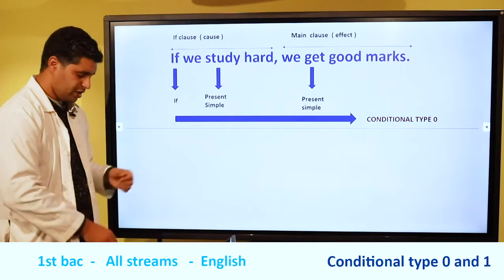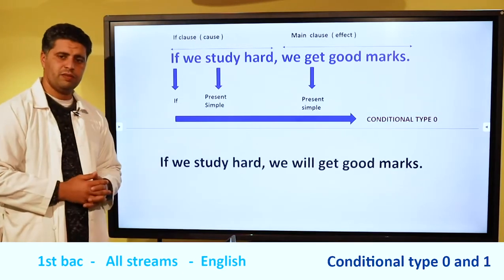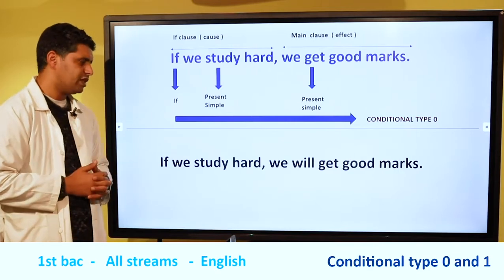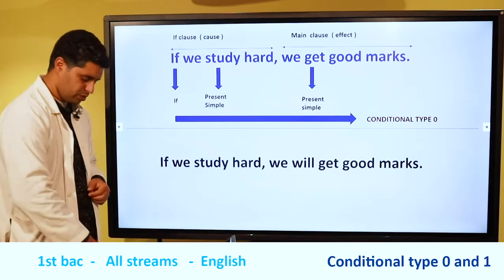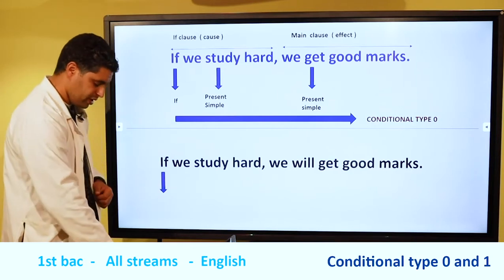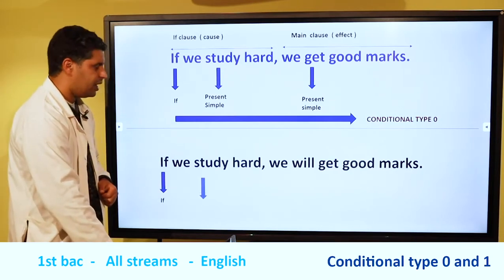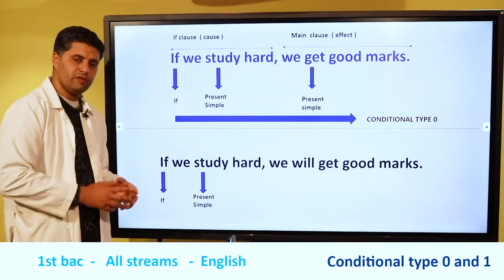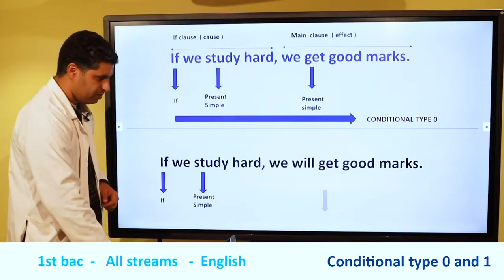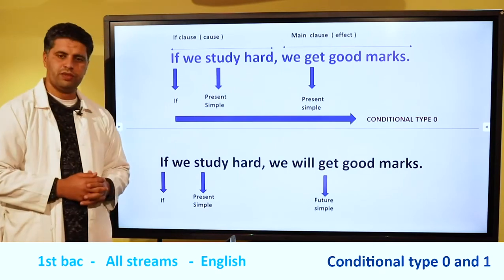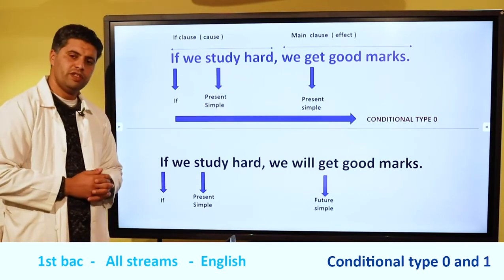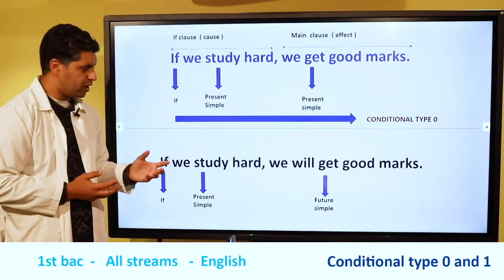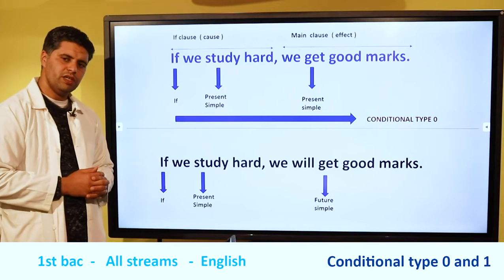Okay, so here, as you can see, let's take the other statement just to assess the difference between them. Here we have, if we study hard, we will get good marks. Okay, so here we have the conjunction if, and we have the present simple. So it is the same tense that we have in the first statement, but pay attention, here we don't have the present simple as we have in the first statement, but we have the future simple. Okay, why? Because the meaning is going to be different.